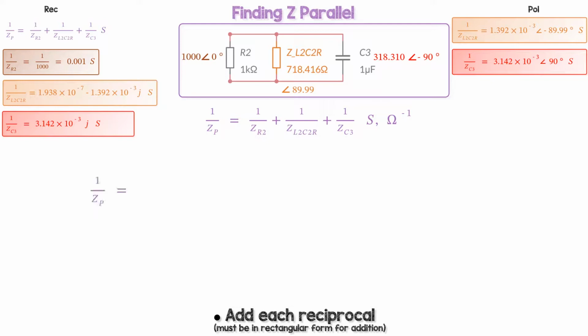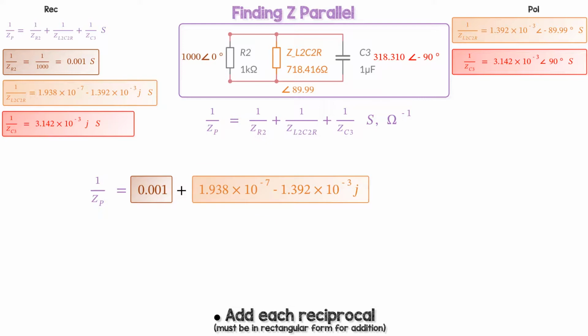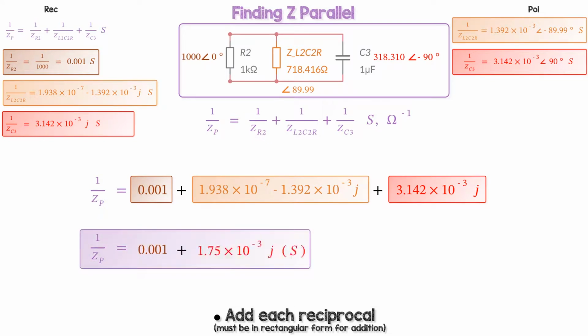So 1 over ZP is 1 over ZR2 plus 1 over ZL2C2R plus 1 over ZC3. Add the real bits to real, imaginary bits to imaginary, and this is what you have. And that's the admittance, which is the reciprocal of this parallel branch in total. So we flip that upside down, as in find the reciprocal, and then we've got Z parallel.